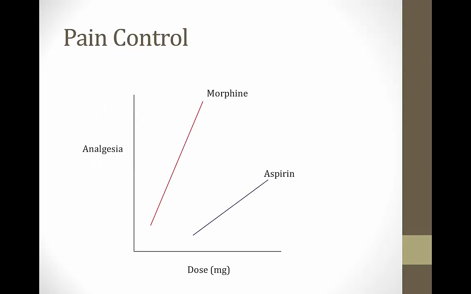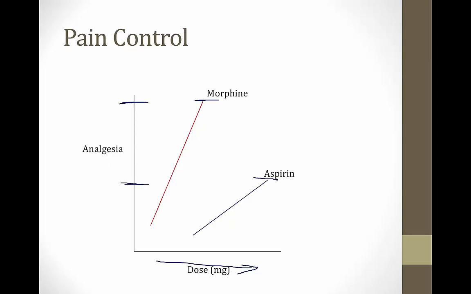Let's get back to our example of morphine versus aspirin for pain control. Here's a graph showing the relative analgesia, or pain control, achieved by the two drugs as a function of their dose on the x-axis. You can see that the peak effect of morphine is very, very high compared to the peak effect of aspirin. This means that morphine is more efficacious than aspirin.